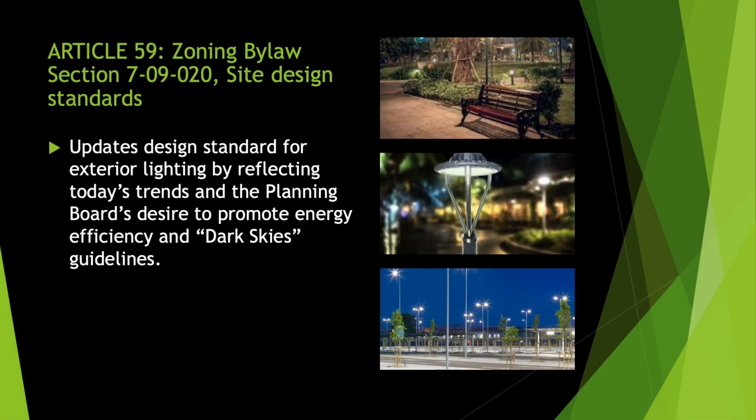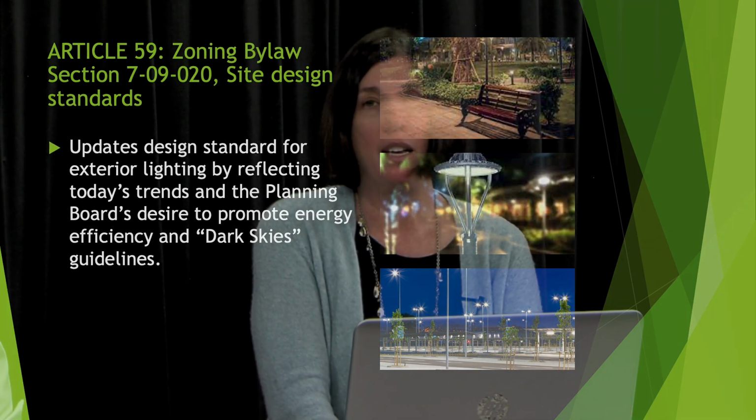This one's very easy. So this would be a slight modification to the language pertaining to exterior lighting. So the planning board wants to adhere to the dark skies guidelines, which are kind of the standard nowadays for exterior lighting. So our lighting requirements haven't been updated in quite a number of years. So this would just be an update to go along with today's trends in exterior lighting.